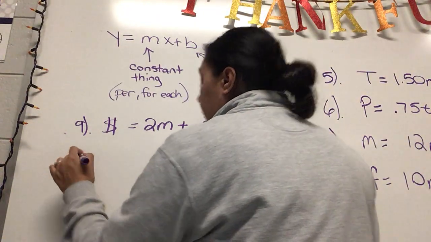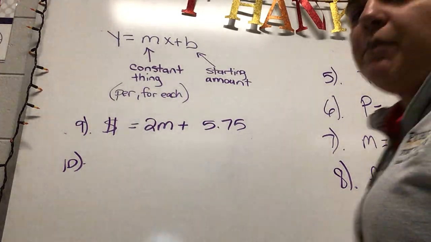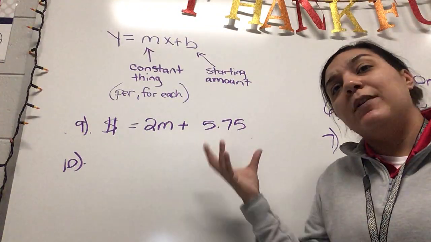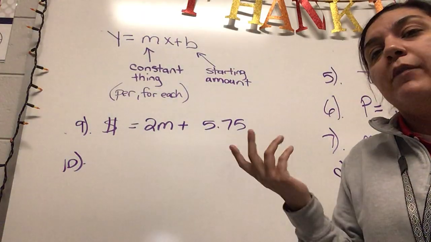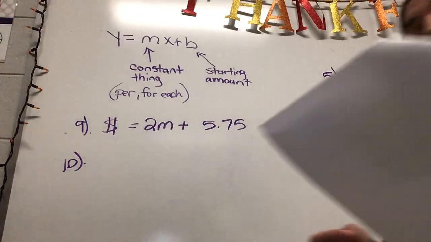Okay, 10. Take a second and try to pause it for 10 and 11 and do them yourself, and then you can check it and see if I did it right. That way you're not doing your whole sheet wrong. So take a second and pause it. I'm going to keep going though.